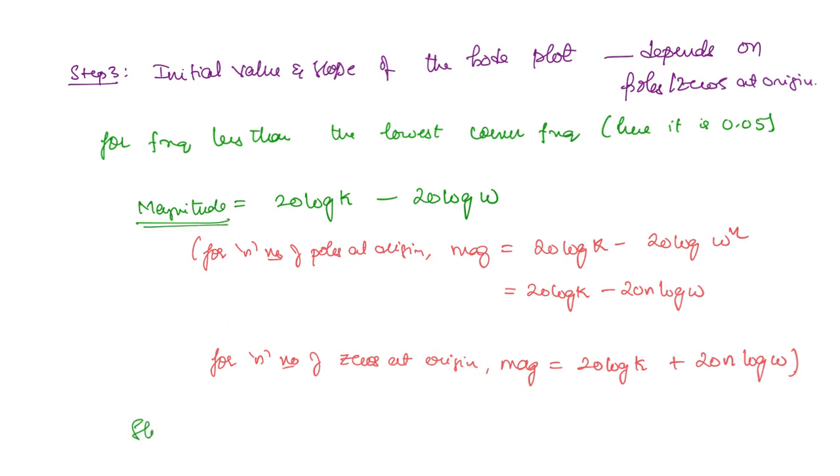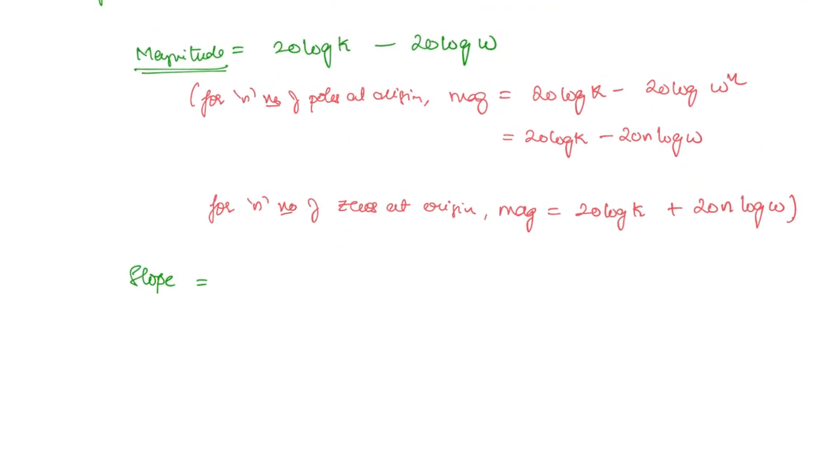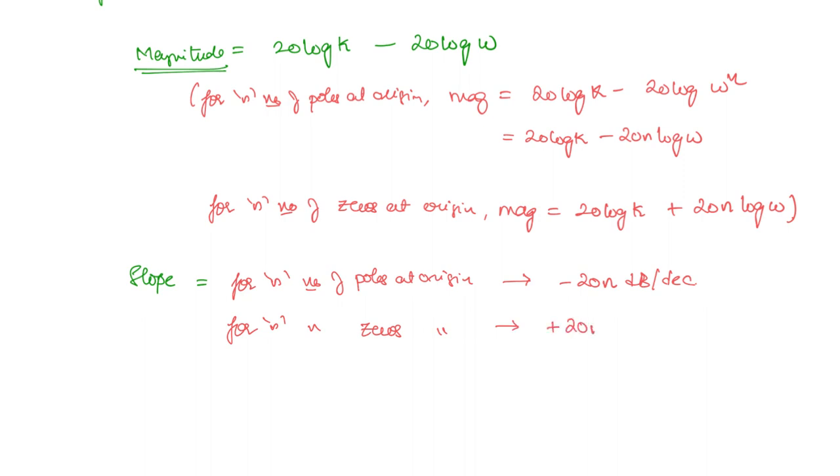Then what about slope? Once again, it will depend on the number of poles or zeros. For n number of poles at origin, you are going to have minus 20n dB per decade. This is the slope. Then for n number of zeros at origin, you are going to have the slope to be plus 20 times n dB per decade. So this is how you get the slope.